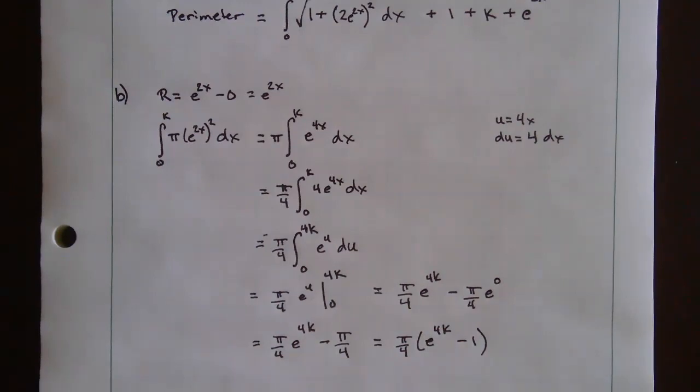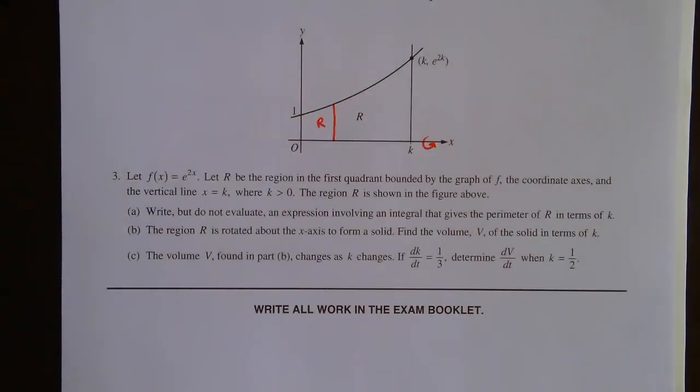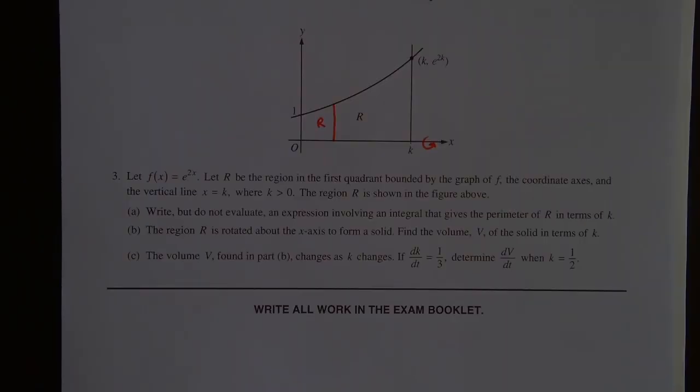Okay, so let's go to part C. For part C, the volume V found in part B changes as k changes. If dk over dt is equal to 1/3, determine dV dt when k equals 1/2. All right, so let's go to our paper and let's do this one.